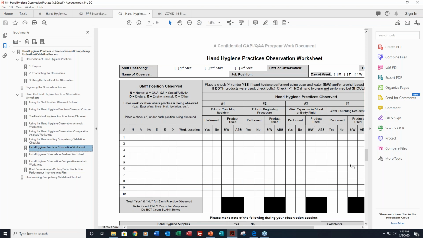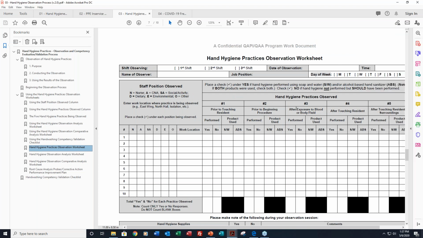Not sure how much you can see of that, but this is an observation form. Let me close this. So what you're looking at is you can do it by shift, by day of the week, by job position. There's all kinds of ways that you can compare.